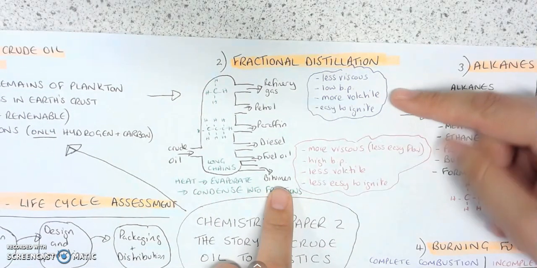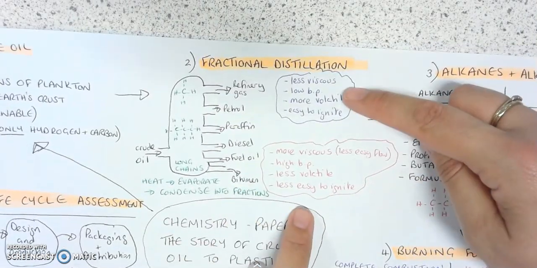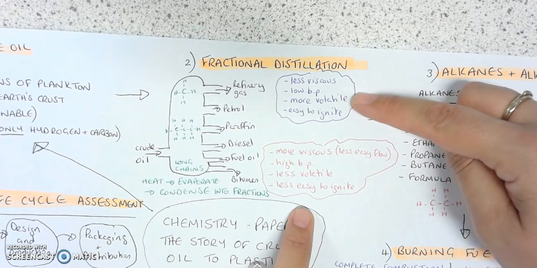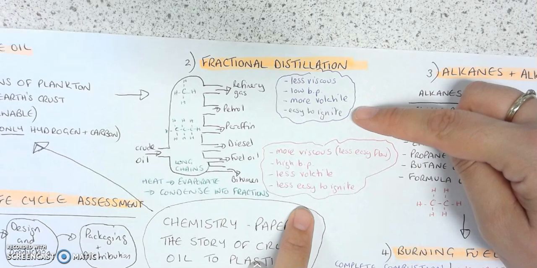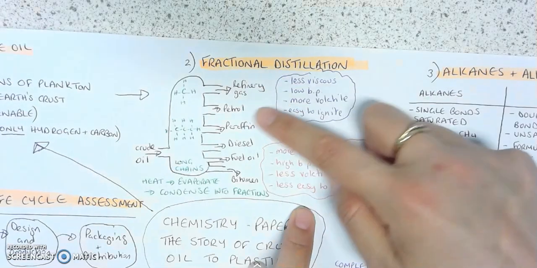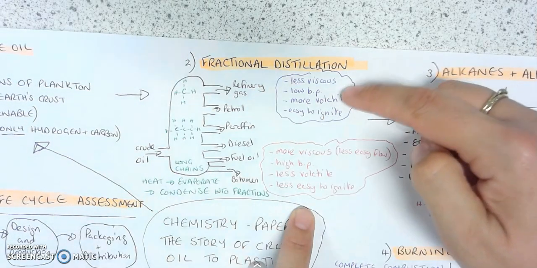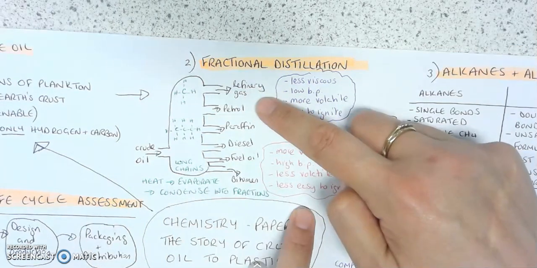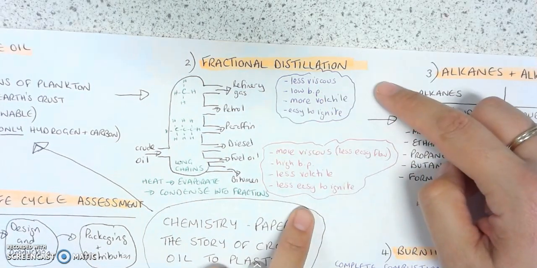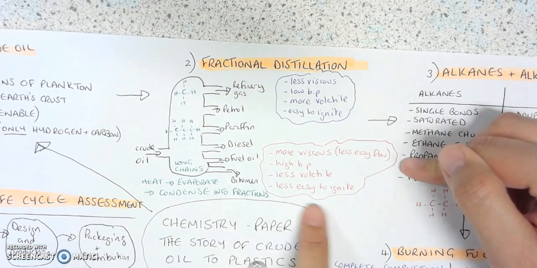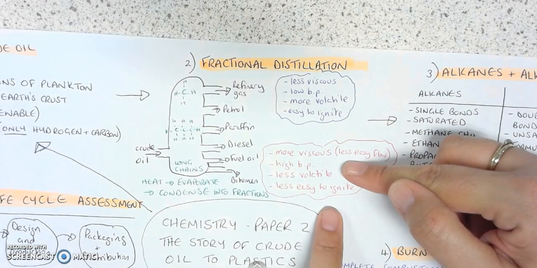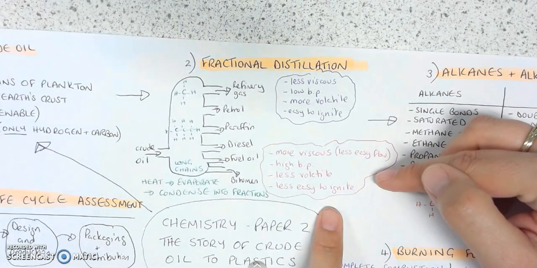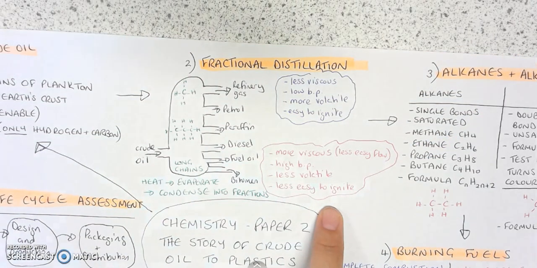Now if you look at the properties here, you'll see at the top they are less viscous. They've got low boiling points, they are more volatile, easy to ignite. So these ones at the top here, very low boiling points, so these set on fire much quickly. Whereas at the bottom, it's the exact opposite. High boiling points because the chains are longer, less volatile, less easy to ignite.